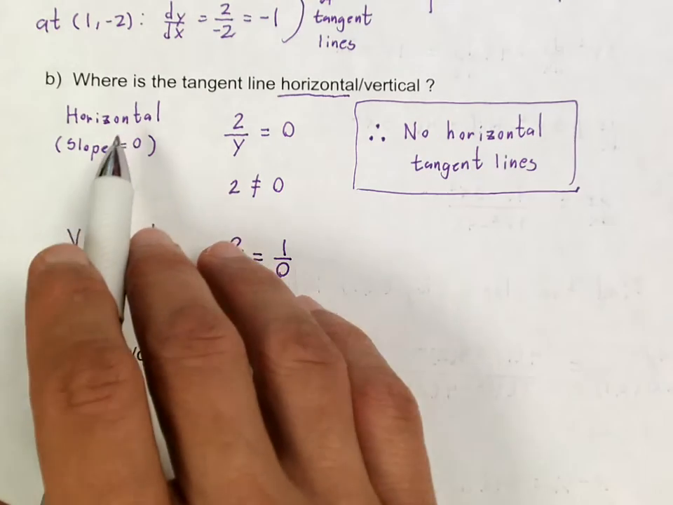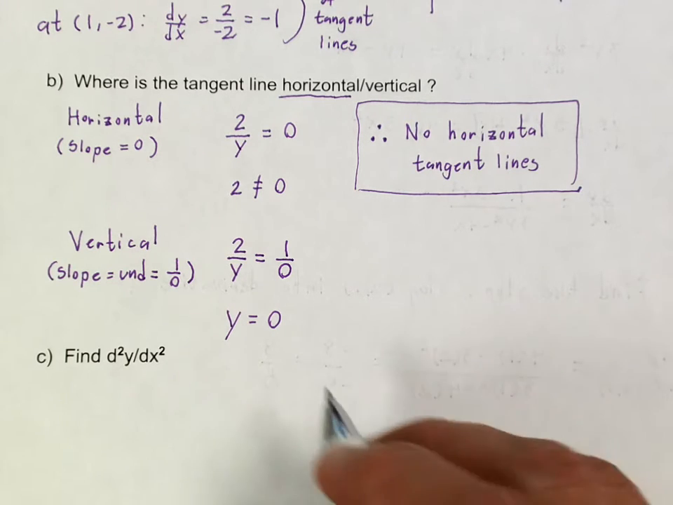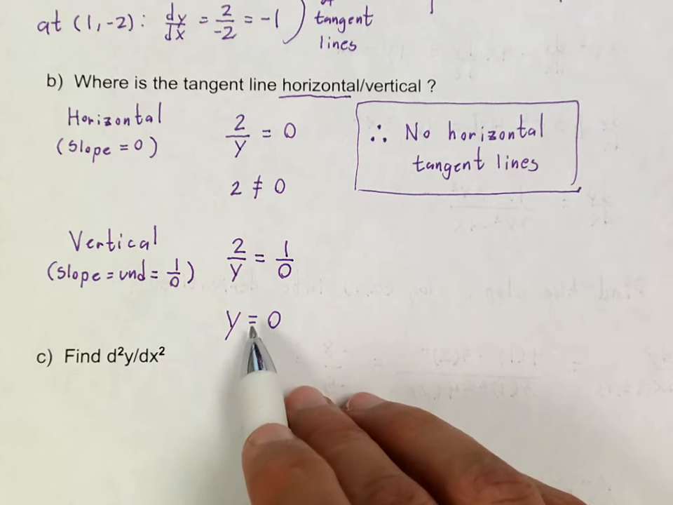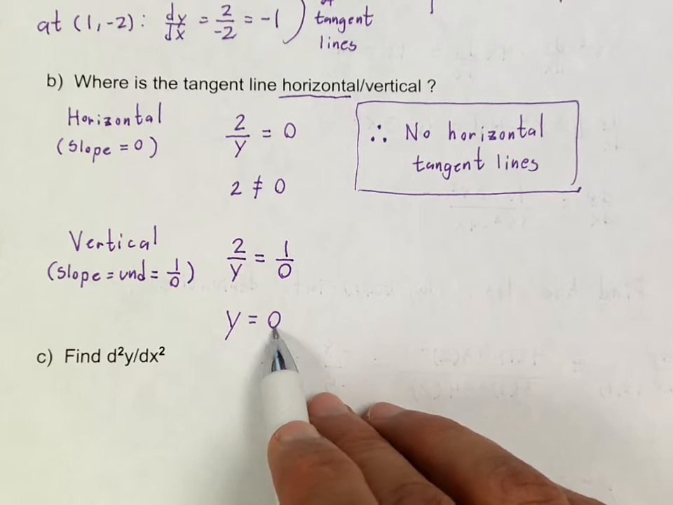But when it says where is the tangent line, they're actually looking for an x value. So don't forget this on a test. If I'm asking you where is the tangent line, normally, unless it's specified otherwise, when they ask for where, they want to know the x value also. So I want to figure out the x value. I know that the vertical tangent line is located at y is equal to 0 on the original function.